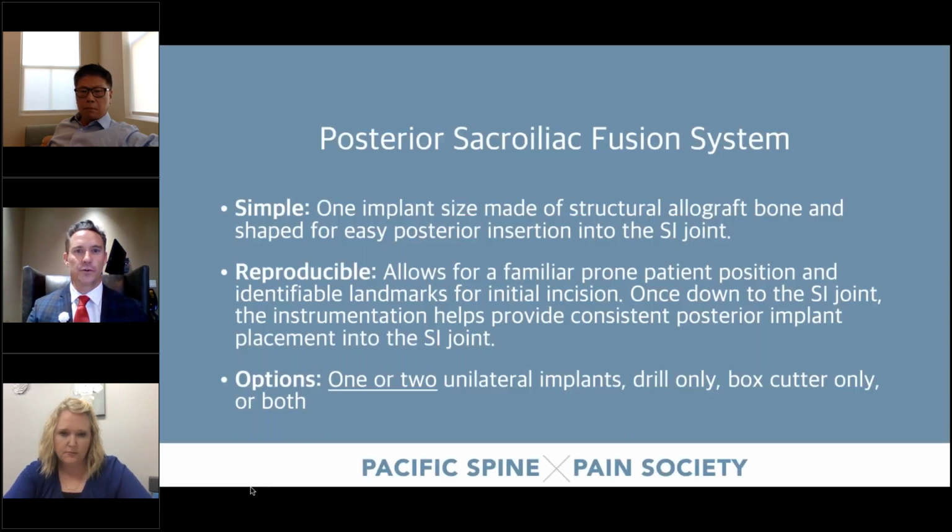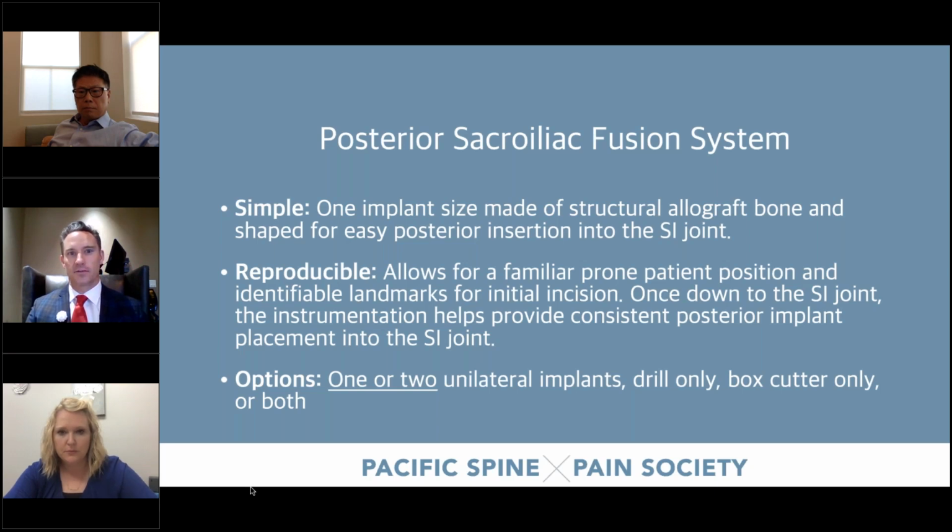And I'm just going to walk you through each one individually here in a second. But what do I want to highlight? I want to highlight that doing the posterior SI joint fusion systems are very simple. The approach is very similar to how we do posterior SI joint injections under fluoroscopy. So we're already very familiar with the technique. It's reproducible. It can be done repetitively without having any nuances that we have to get used to.